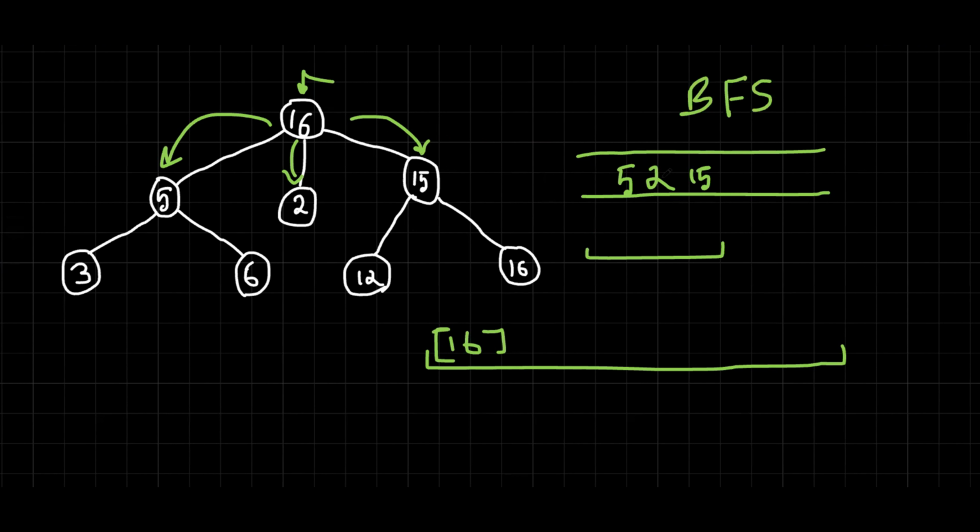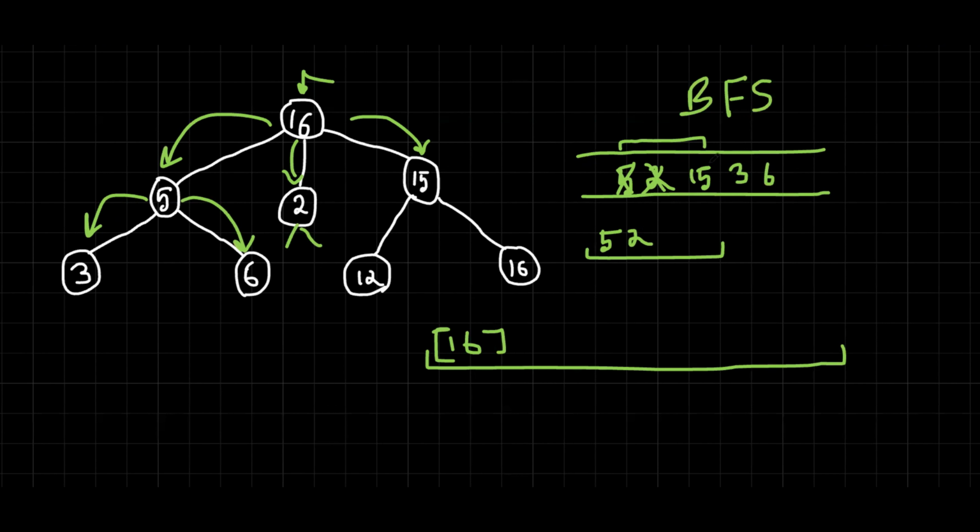Now our queue has 3 elements, 5, 2, and 15. So 5 is the top element, and this level has 3 values. So we have to add 5 into the temporary vector, and remove 5. And after removing 5, we notice that 5 has 2 children, 3 and 6. So we have to add both of them into the queue. Now our top element is 2. So we have to insert 2 here. Now 2 does not have any left or right children, so we don't have to add anything into the queue.